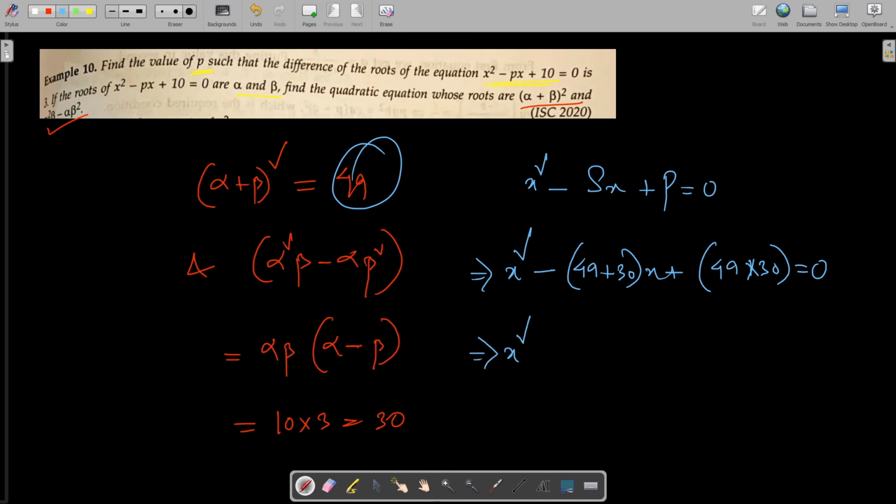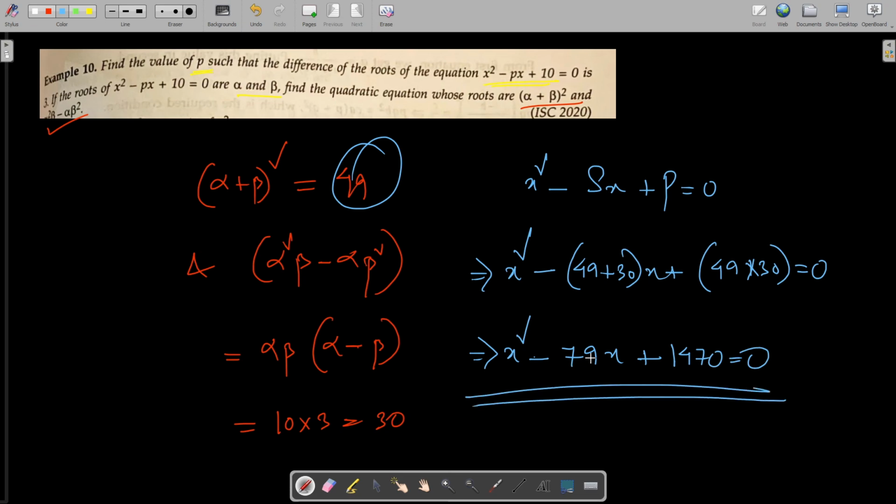So what will be the equation? x square minus, that will be what? 79x plus 1470 equals 0. So we got the equation. Easy. Let's try one more question.